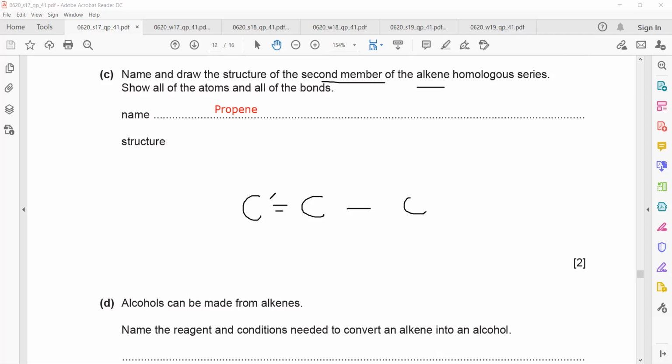The first carbon, because two bonds are there, so two hydrogens. The second carbon, three bonds are there, so one hydrogen. And the third carbon, one bond is there with the other carbon, so the remaining three will be with hydrogen. So this is the structure of propene.